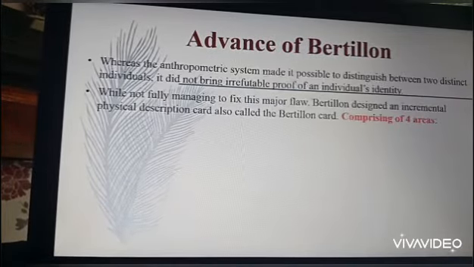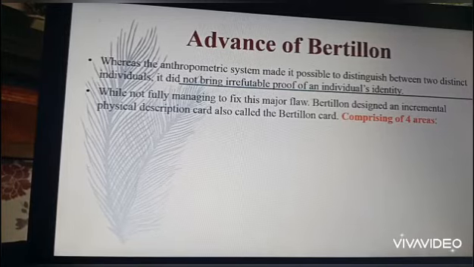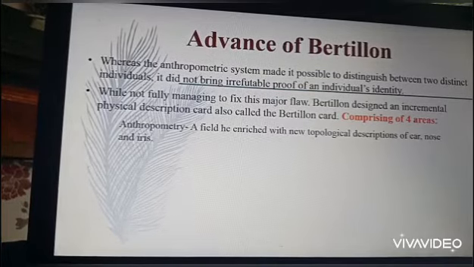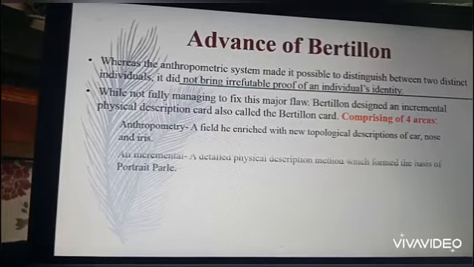Advance of Bertillon. Whereas the anthropometric system made it possible to distinguish between two distinct individuals, it did not bring irrefutable proof of an individual's identity. While not fully managing to fix this major flaw, Bertillon designed an incremental physical description card, also called the Bertillon card, comprising four areas. Anthropometry, enriched with a new topological description of the ear, nose, and iris. A detailed physical description method which formed the basis for portrait parlé.